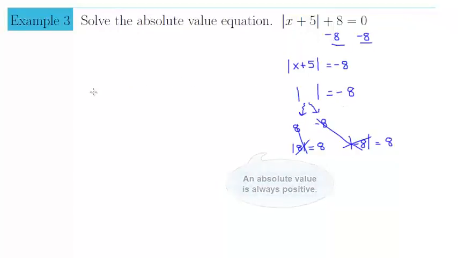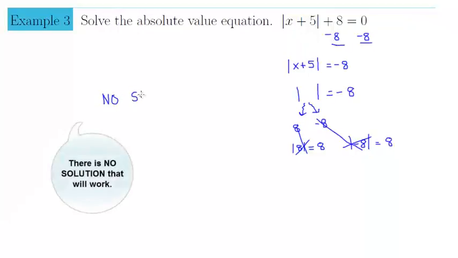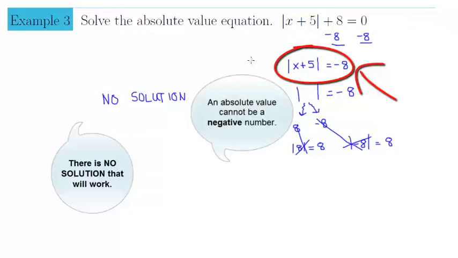So this is kind of a trick equation. There is no solution to this equation. There is no number that we can put into the absolute value so that when we add 5 to it and then add 8, it will give us 0. It's impossible. There's nothing you can put in there.